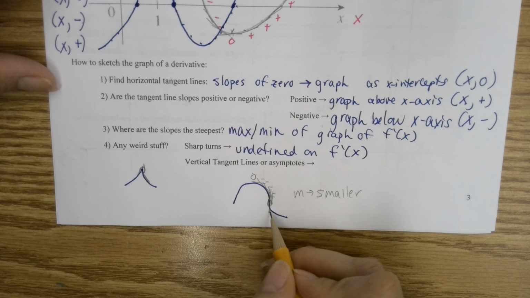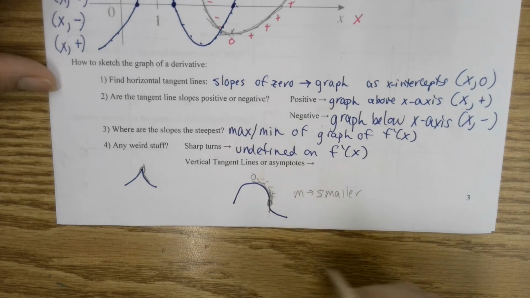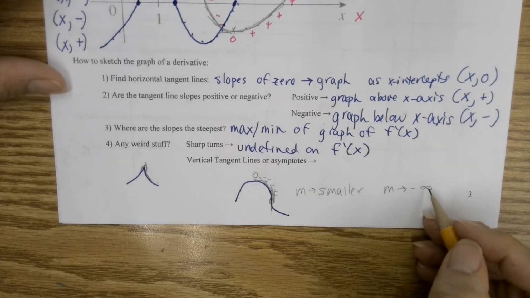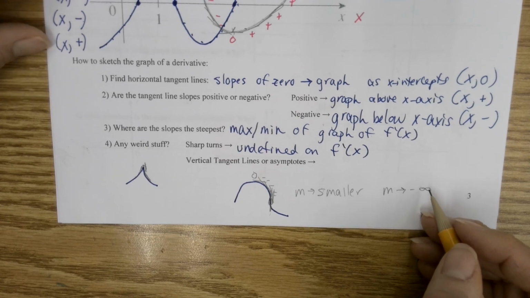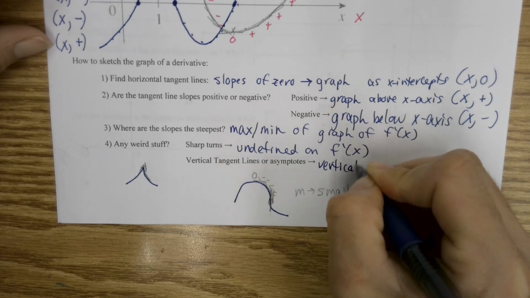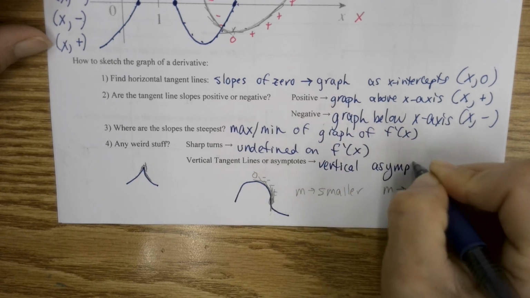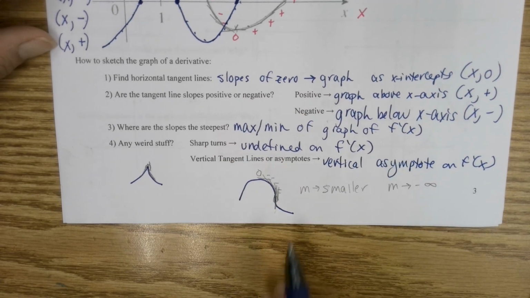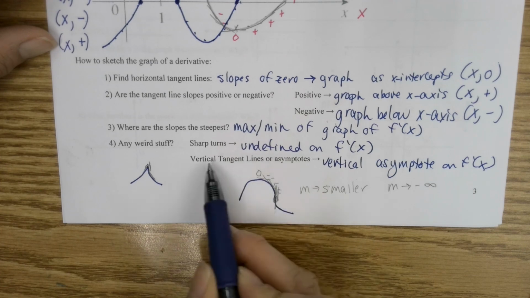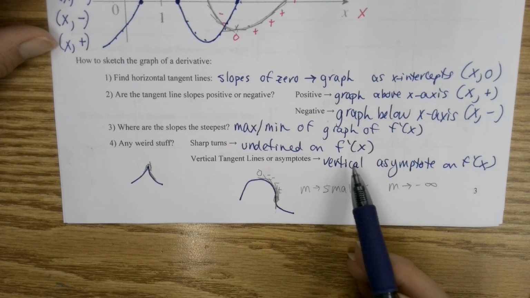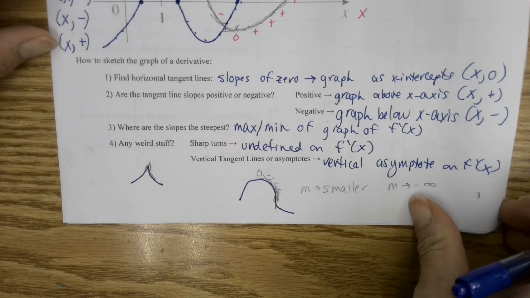It gets so steep that if you have a function that starts to approach -1,000,000, your slope starts to approach -infinity, which means on the graph, it might graph as a vertical asymptote on f prime of x. And if your original graph had a vertical asymptote, same deal. A vertical asymptote on a graph will sketch as a vertical asymptote on the graph of f prime of x.